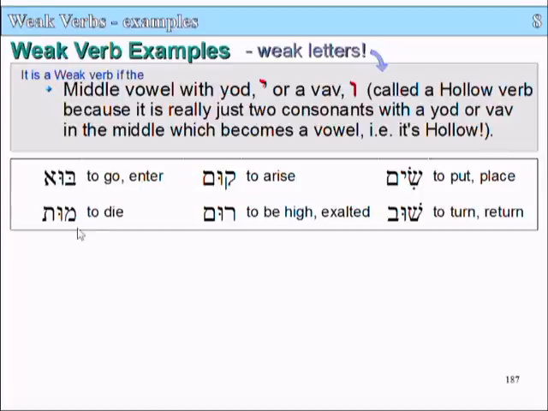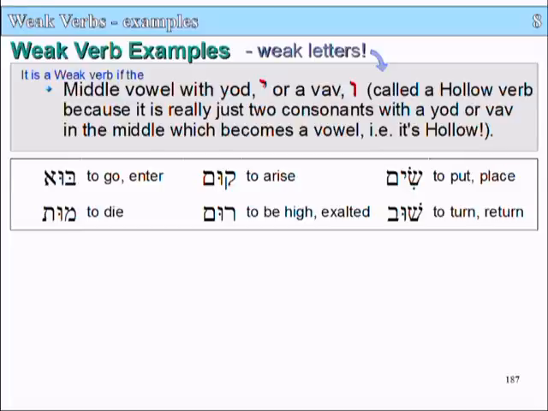Bo, to go. Mut, to die. Kum, to arise. Rum, to be high or exalted. Seem, to put or place. Shuv, to return or turn. So they all have a yod or a vav in the middle of them, acting as a vowel. Here it's a herek yod, giving it an E sound, and here it's a shurek, a vav with a dot in it, giving it an U sound. So effectively it doesn't really have a middle consonant, it's more of a vowel, hence it's hollow.